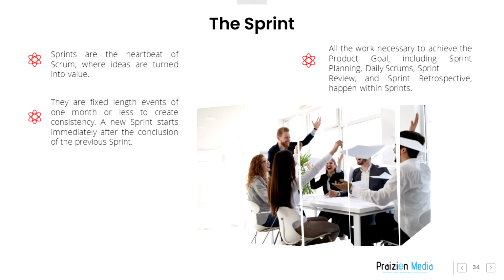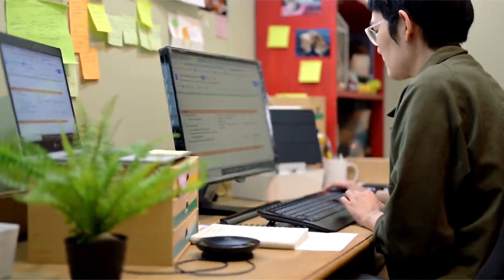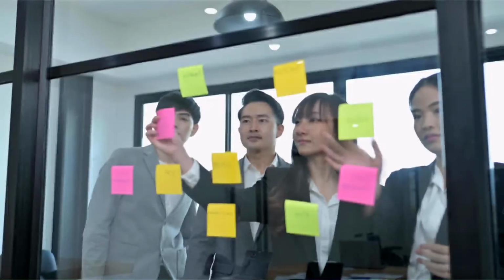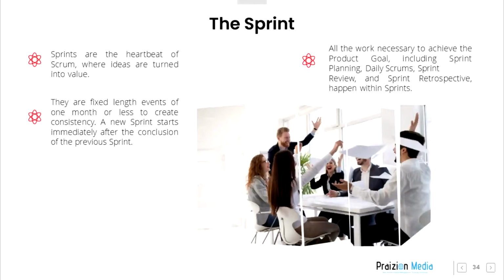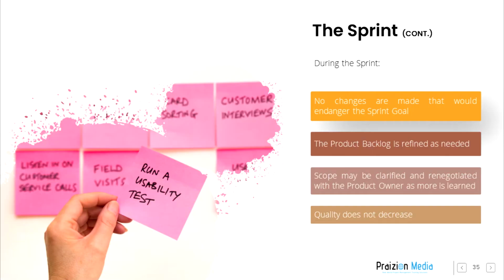The sprint. Sprints are the heartbeat of Scrum, where ideas are turned into value. They are fixed length events of 1 month or less to create consistency. A new sprint starts immediately after the conclusion of the previous sprint. All the work necessary to achieve the product goal, including sprint planning, daily scrums, sprint review, and sprint retrospective, happen within sprints. During the sprint, no changes are made that would endanger the sprint goal.